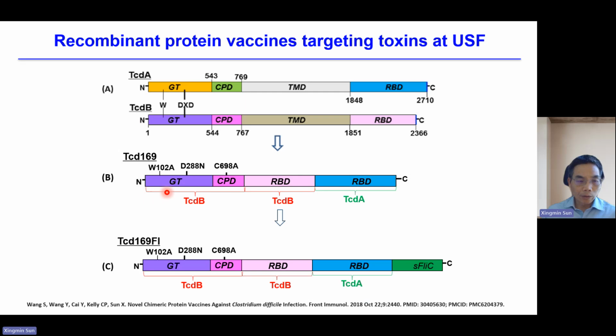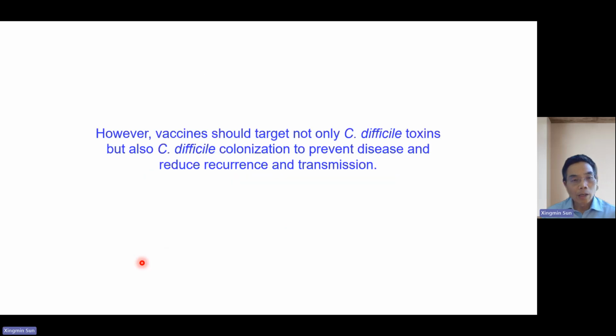Based on this, we went further. We fused TCD169 to Salmonella flagellin C, which is a known potent adjuvant protein that can significantly enhance antigen immune responses by stimulating Toll-like receptor 5. We have reported and published these two recombinant protein vaccine candidates in recent publications. In animal models, these two vaccines showed very good protection against C. difficile infection in vivo.